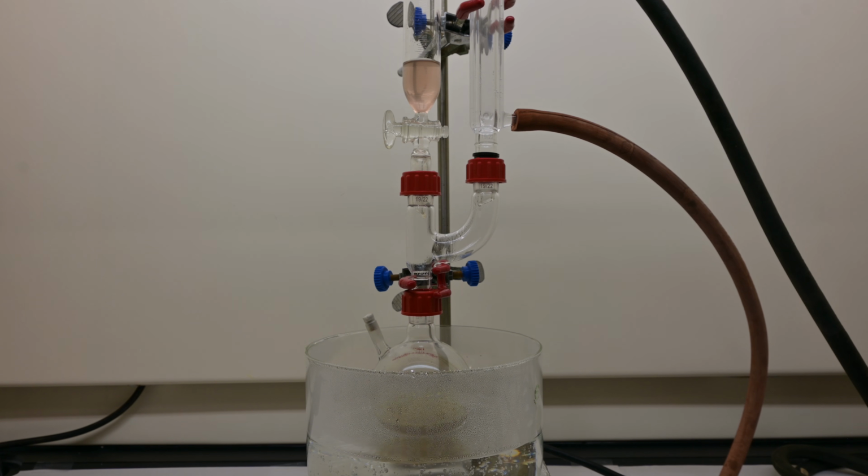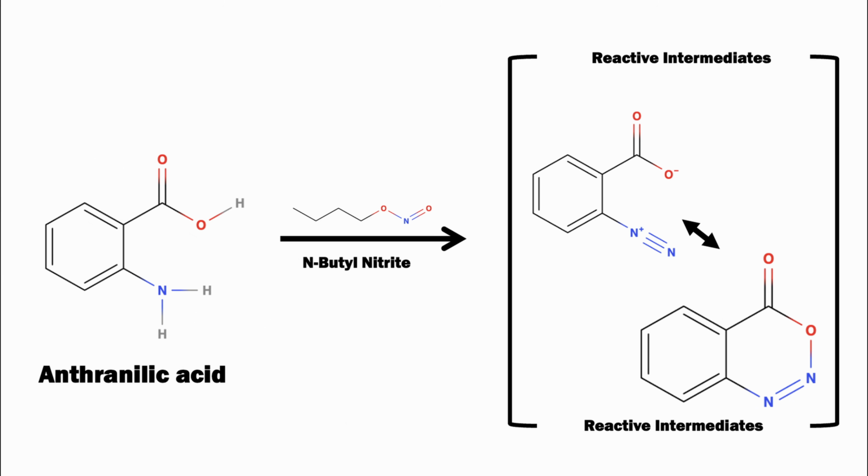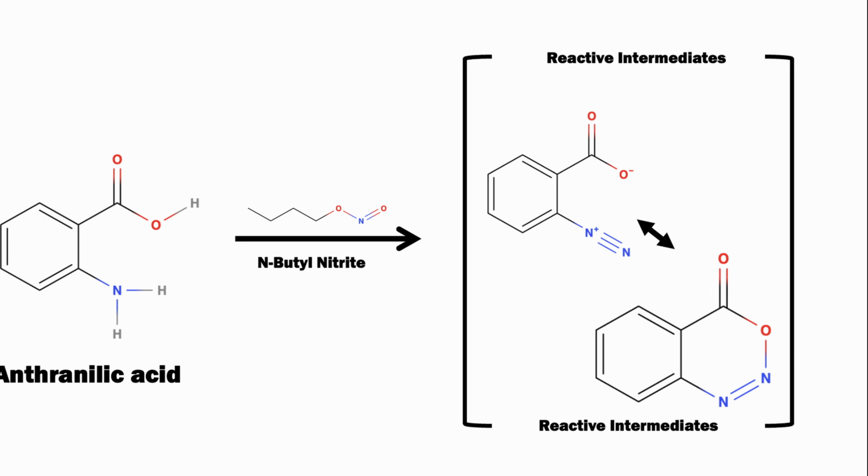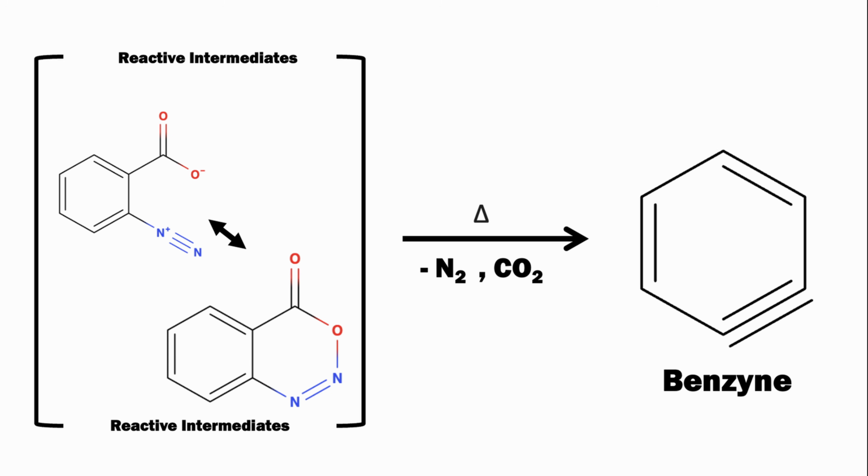When we add n-butyl nitrite and slowly mix in the anthranilic acid solution with our anthracene, the chemicals start to transform. The n-butyl nitrite creates an environment that changes anthranilic acid into an unstable intermediate form. This unstable form quickly breaks down, releasing nitrogen gas and carbon dioxide, turning into a highly reactive molecule called benzyne.